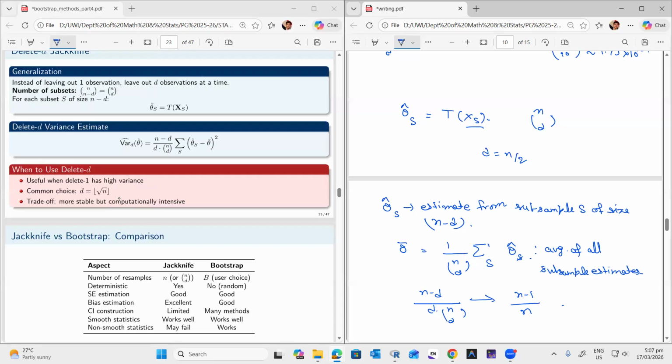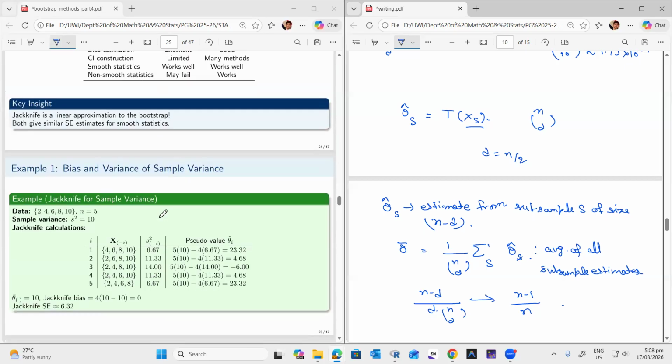Moreover, the number of subsets becomes unusable at that time. So the trade-off is more stable but computationally intensive, because of the number of subsamples we are going to take. Computationally it is very difficult most of the time. So that is the problem with the jackknife, and now the jackknife and bootstrap comparison.